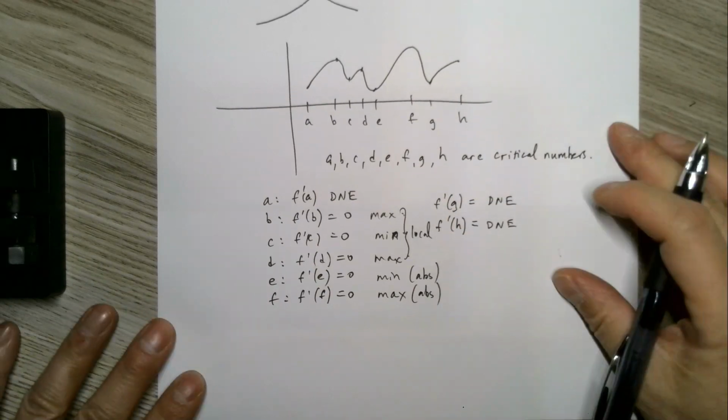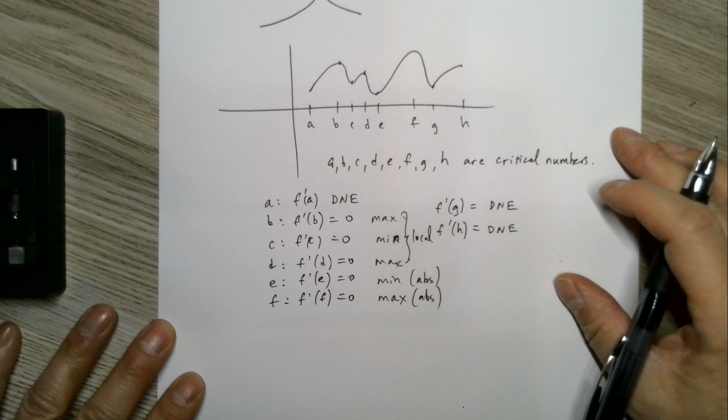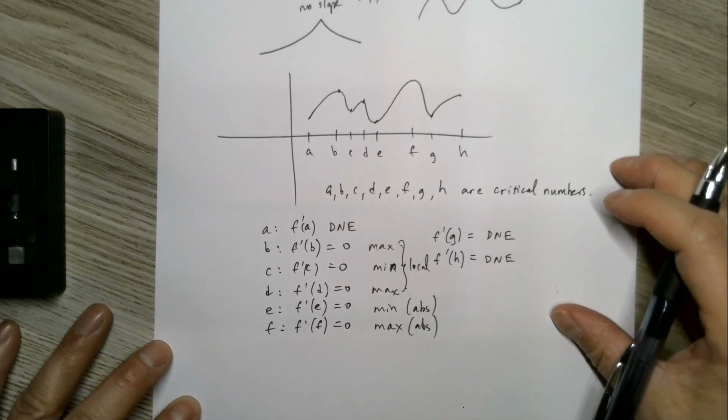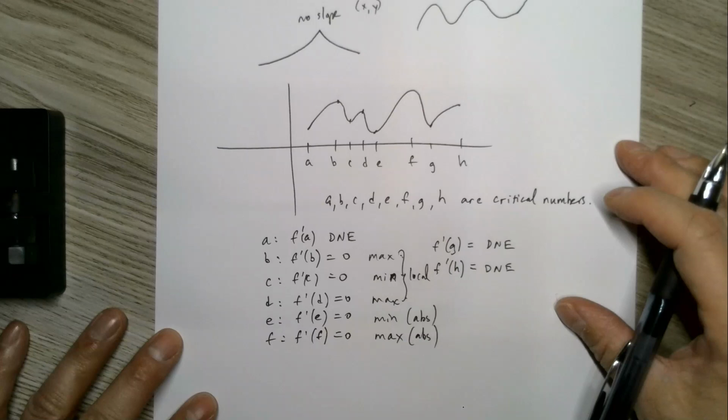Okay, so that's the concept of maxes and mins and the relationship between critical numbers and maxes and mins.